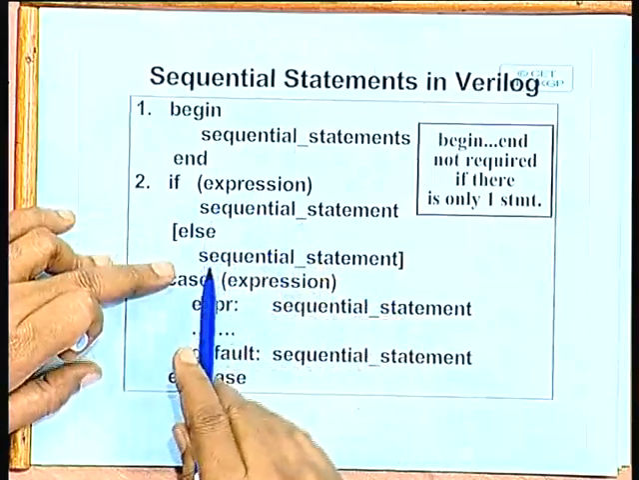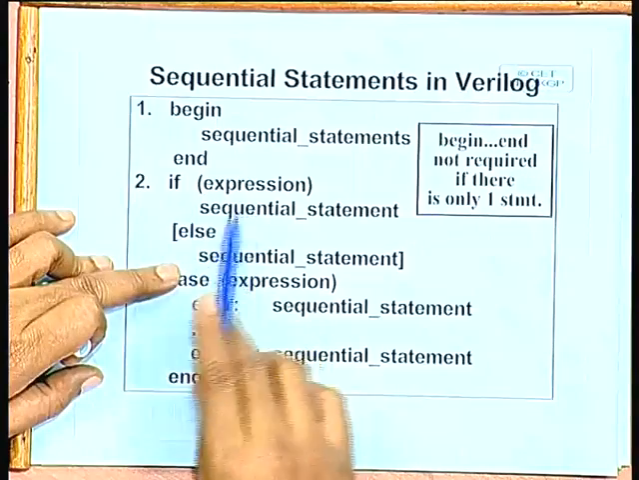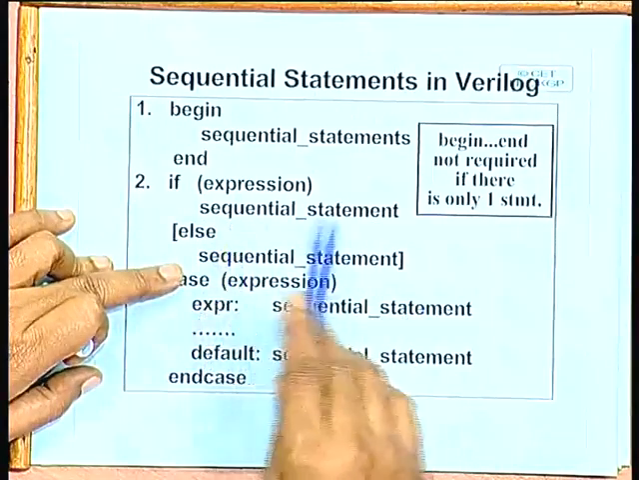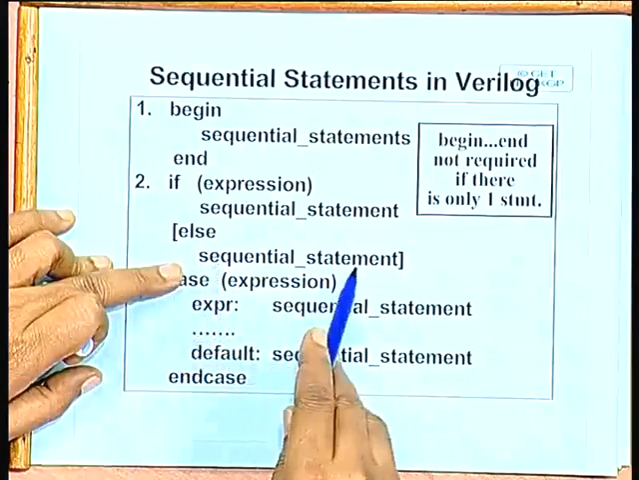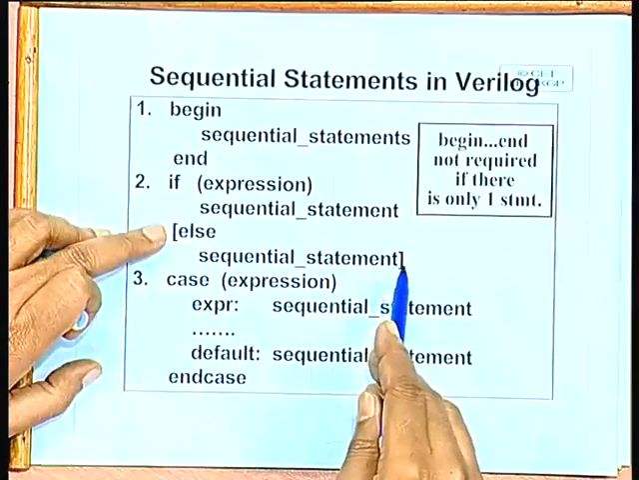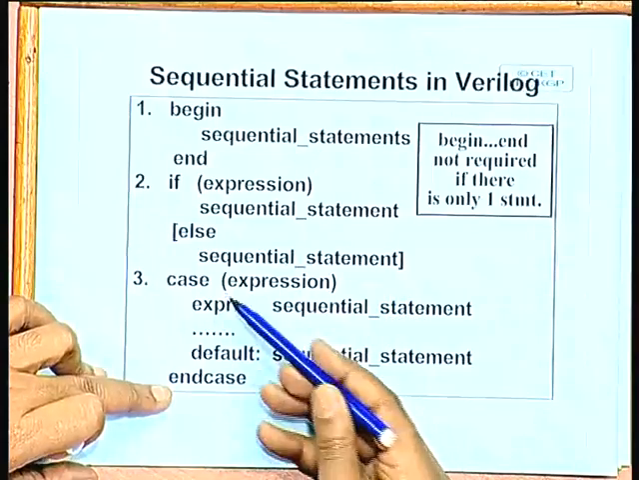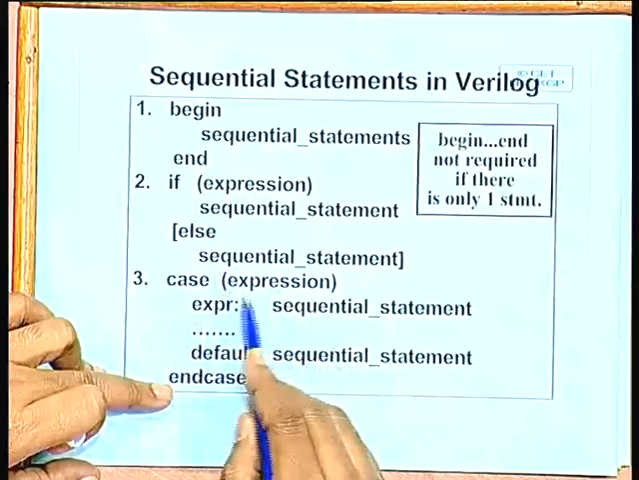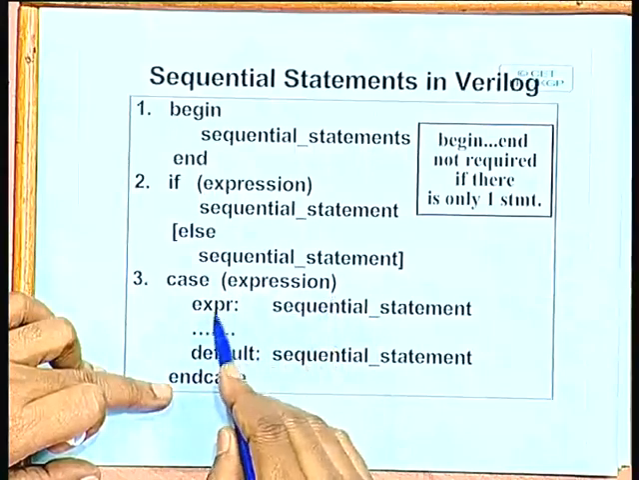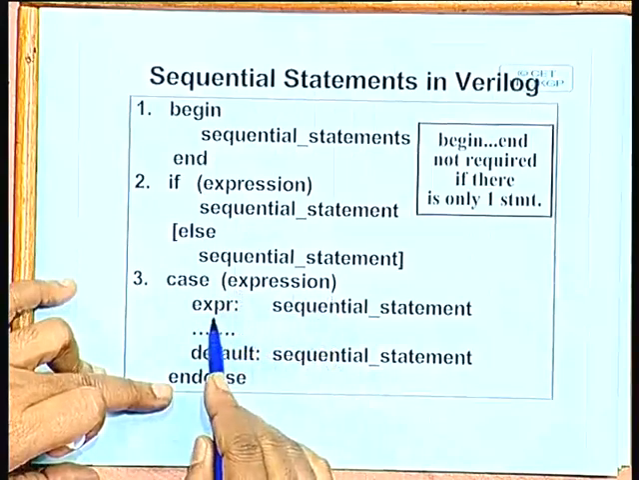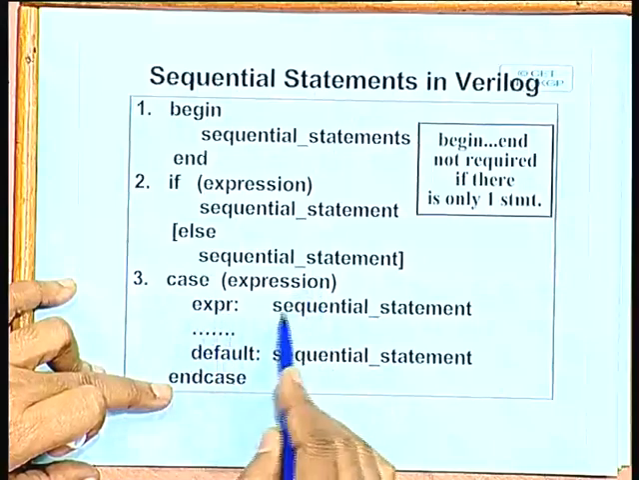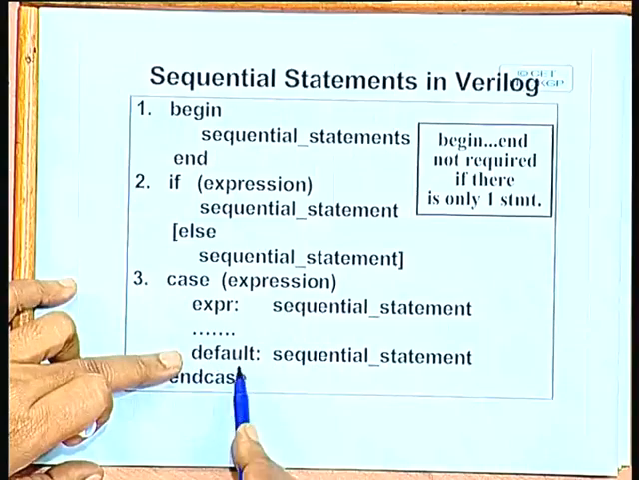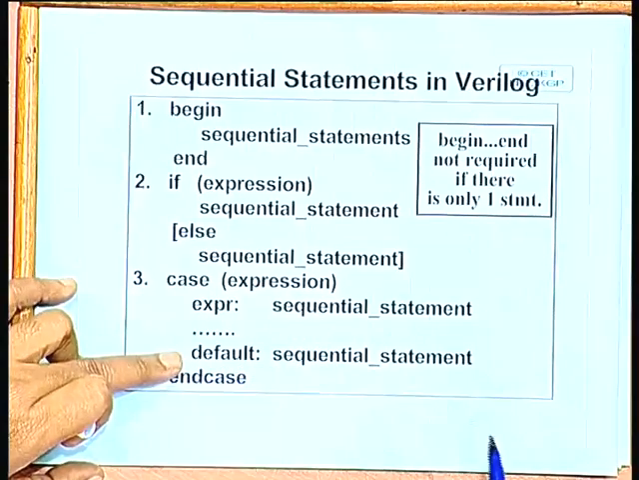And you can have an if else kind of a thing: if expression then a block, else a block. Inside these blocks you can again have begin end if there are multiple statements; the else is optional. Then you can have case, exactly like C, the syntax is very similar to C. Case, within brackets the case expression, and these are the different values. This expression will be evaluated, if it matches this then execute this. There can be a number of such, and if it does not match anything then a default, just like C.